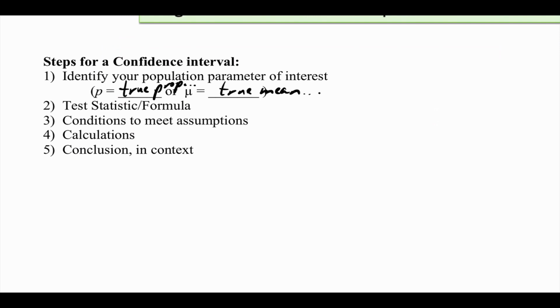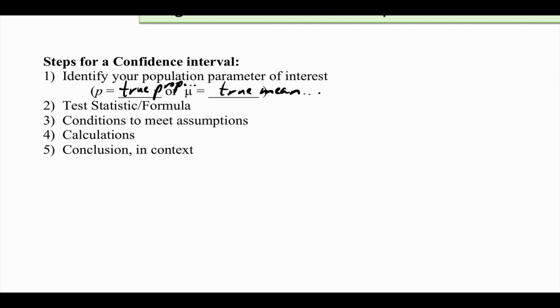You've done that before. Number two is the new one, test statistic formula. We have to state which formula we're using. I'll show you the formula in a second. Anytime you do a confidence interval, you have to state which one, because there are lots of different confidence intervals. So how do we identify it? By using the formula. Conditions to meet assumptions, we've done that before, and guess what? There are 3 of them, and they're exactly the same as last chapter.